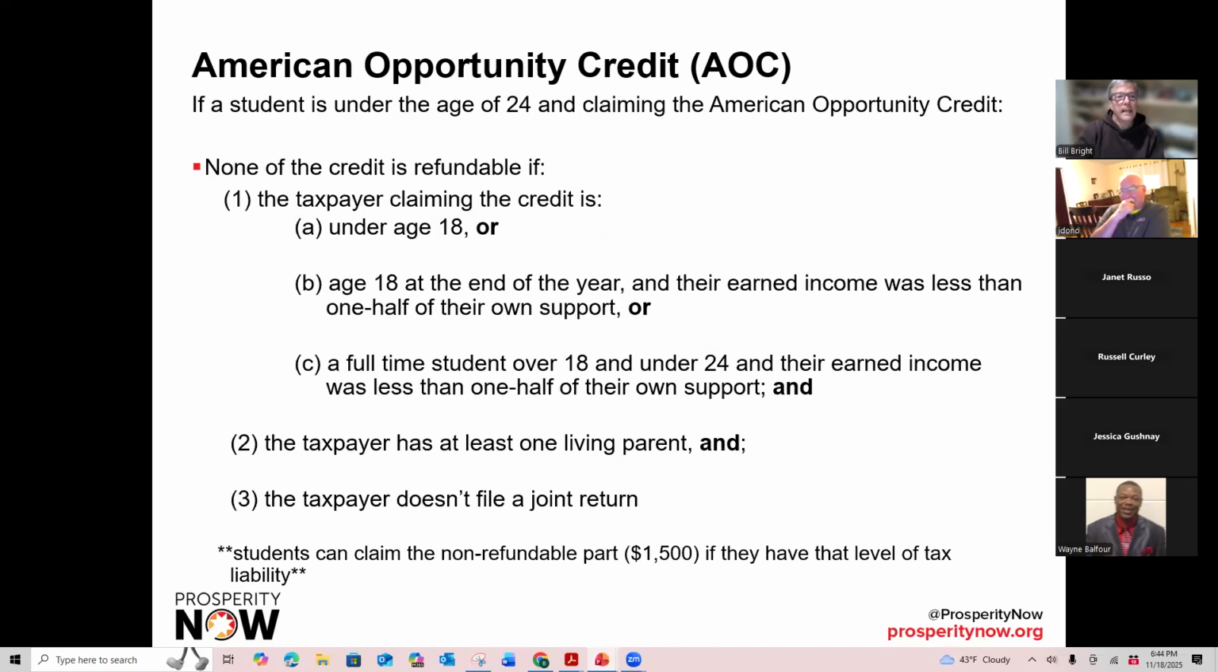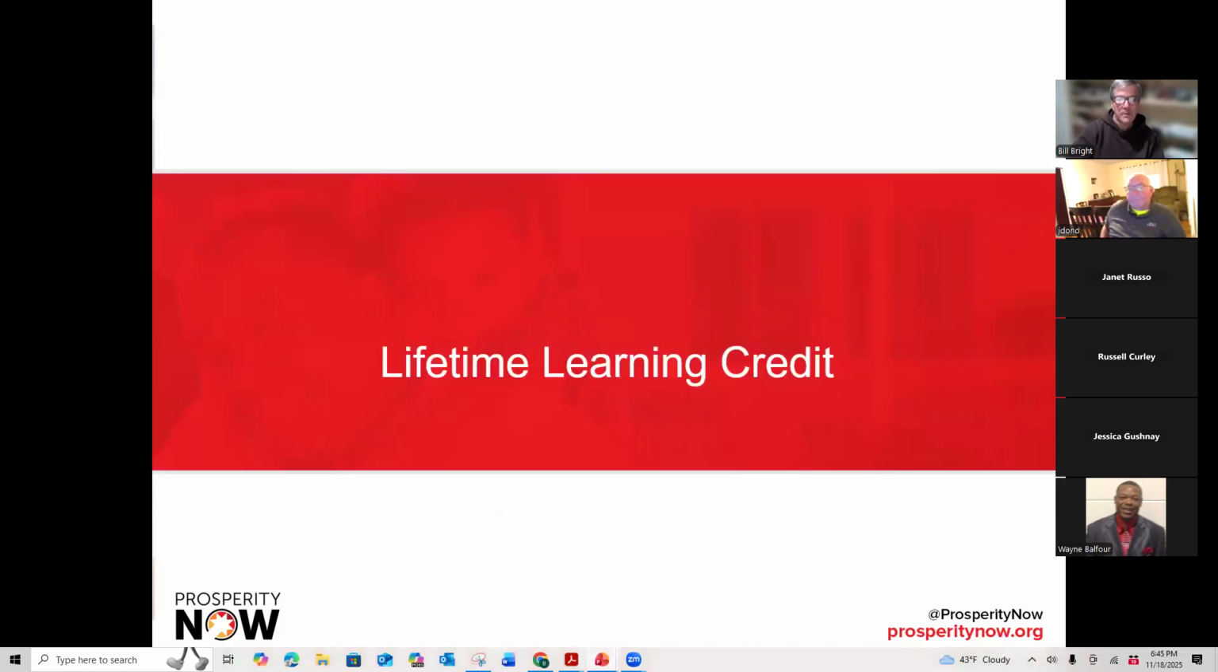Again, the student is under age 24. None of the credit is refundable if the taxpayer claimed the credit is under 18, or age 18 and has earned income that was less than one half of his own support. Again, none of this stuff really ever hits our table. This is all pretty straightforward stuff that we see.